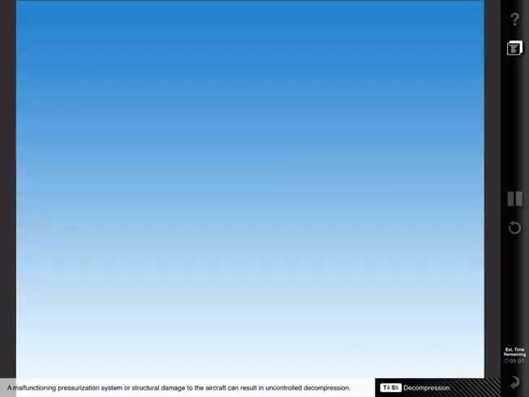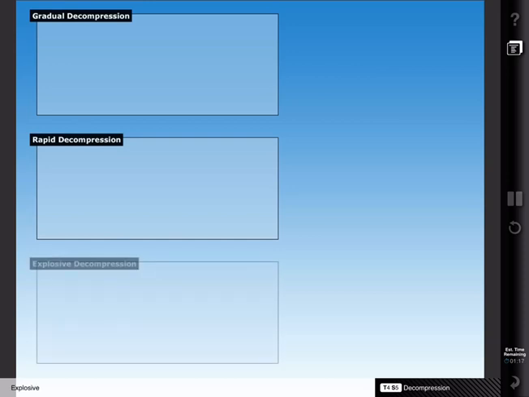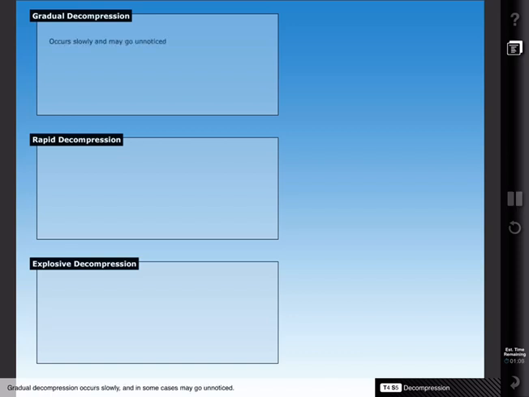A malfunctioning pressurization system or structural damage to the aircraft can result in uncontrolled decompression. Decompression can be categorized in 3 levels: gradual, rapid, and explosive. Gradual decompression occurs slowly and in some cases may go unnoticed. Most aircraft have pressurization warning systems to alert the flight crew of gradual decompression. The symptoms may include eardrum and sinus pressure changes.